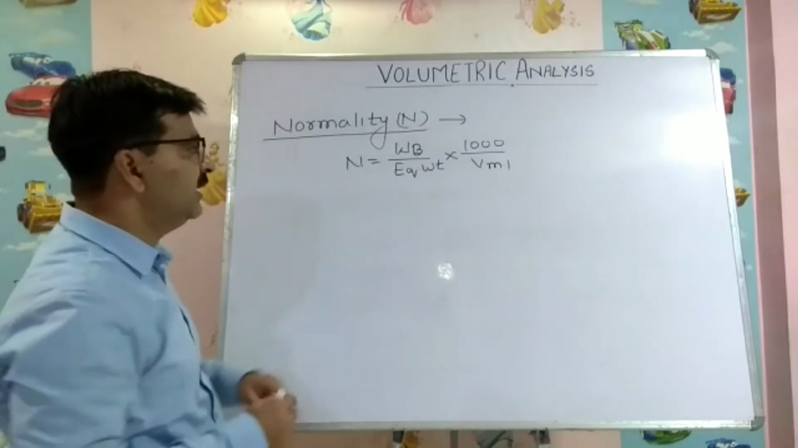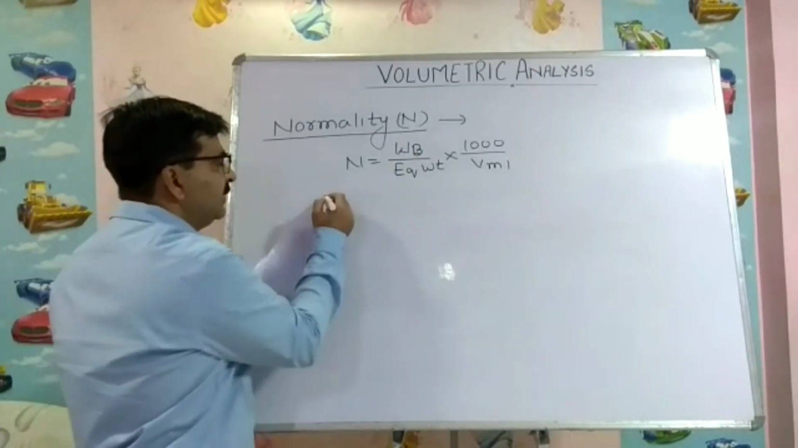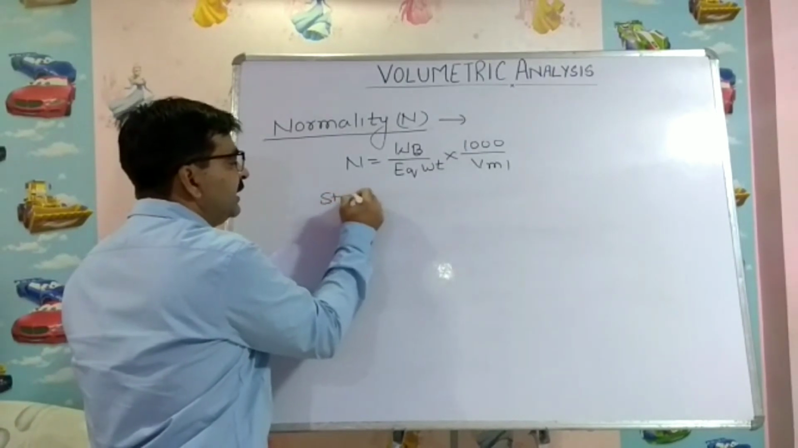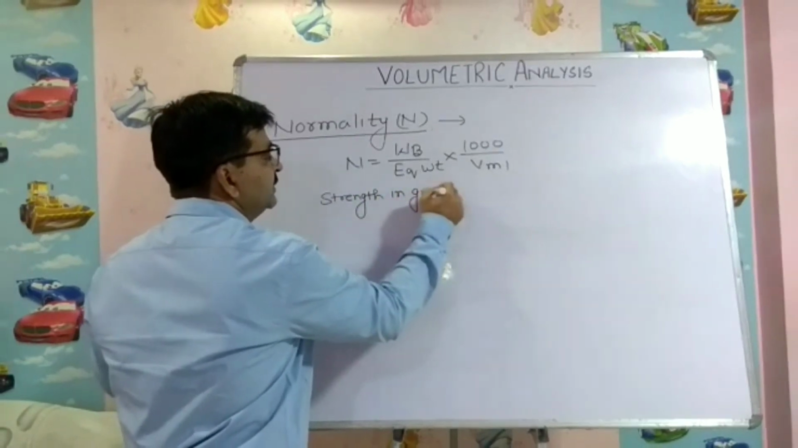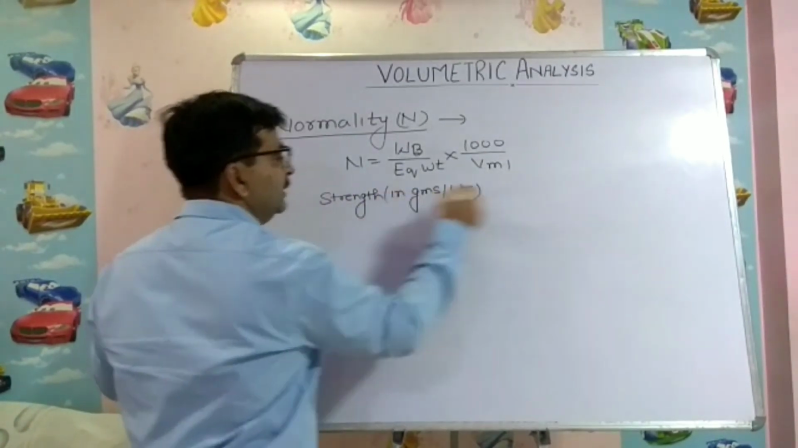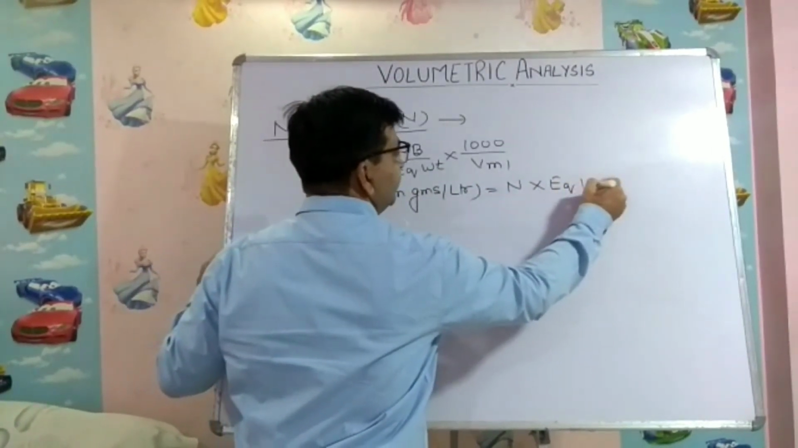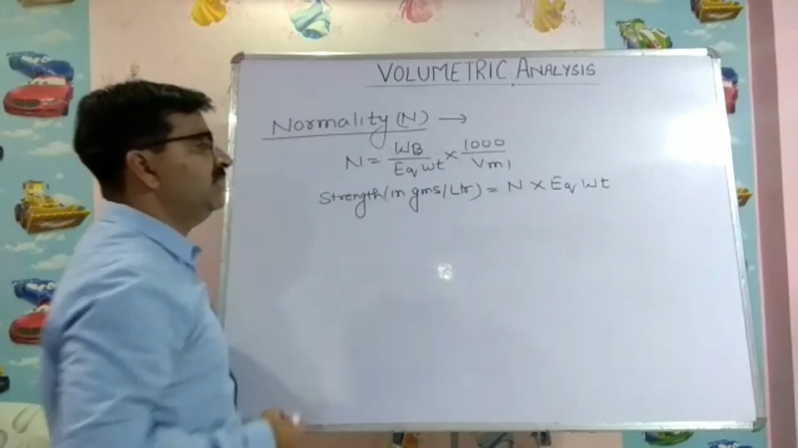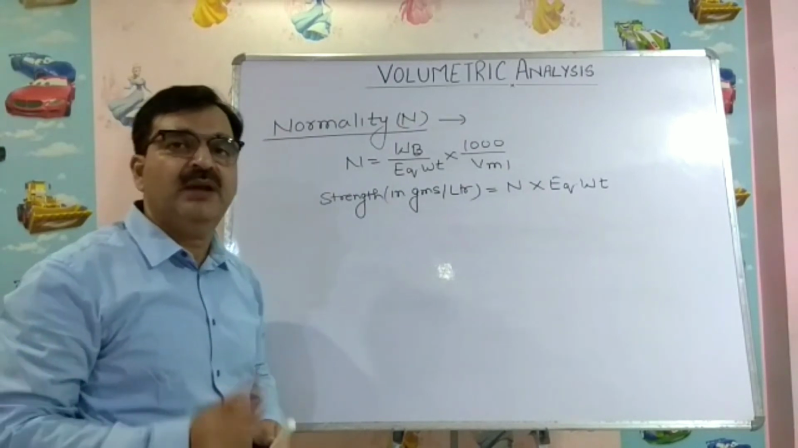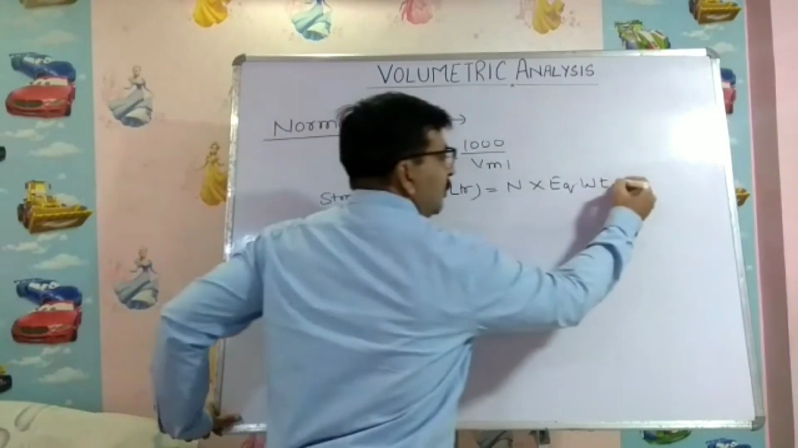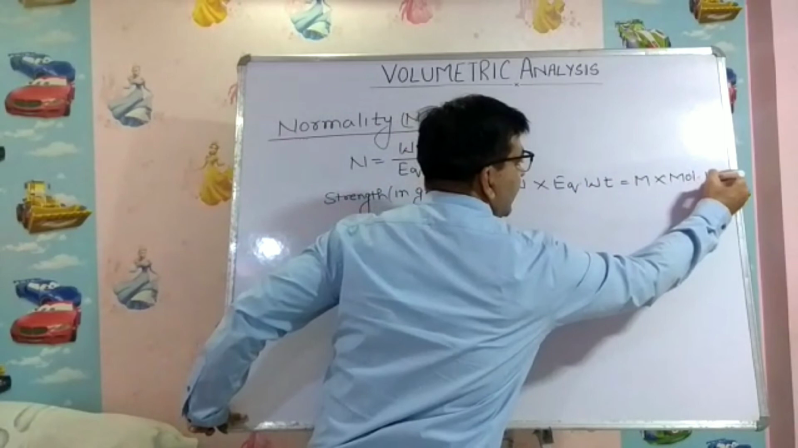Now students, if we want to calculate the strength in grams per liter, it is equivalent to normality into equivalent weight. As we calculate the strength in grams per liter in case of molarity, we take molarity into molecular weight. So in case of molarity, strength is equivalent to molarity into molecular weight.